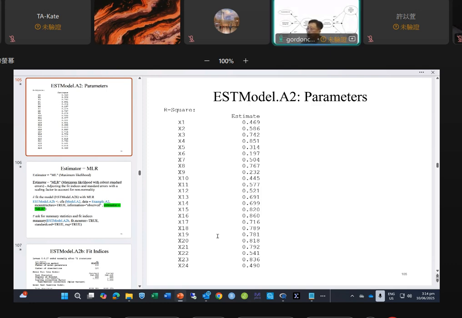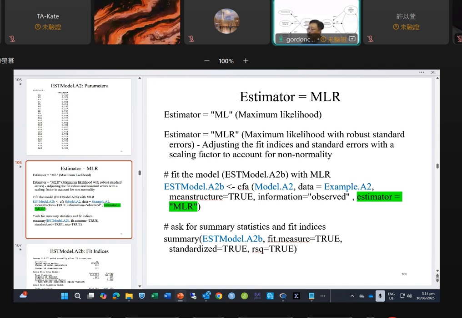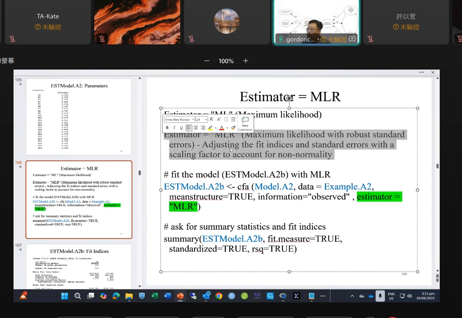Now, yesterday to today, we use the estimator maximum likelihood. Yesterday, I also mentioned that maximum likelihood has an assumption that your raw data are normally distributed. What if the data slightly deviate? It cannot be too much, okay, but they are different from the normal distribution. They are not multivariate normal. Then we should use the estimator MLR, maximum likelihood with robust standard errors. It will adjust the fit indices and standard errors with a scaling factor to account for non-normality. In fact, it is my practice now: all the estimates that I make, except for bootstrapping, are using MLR. So I don't need to worry about the normality assumption.